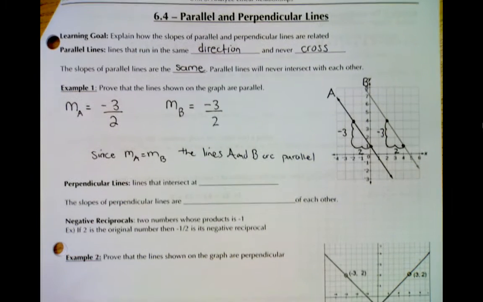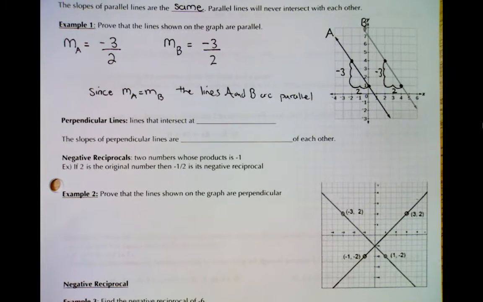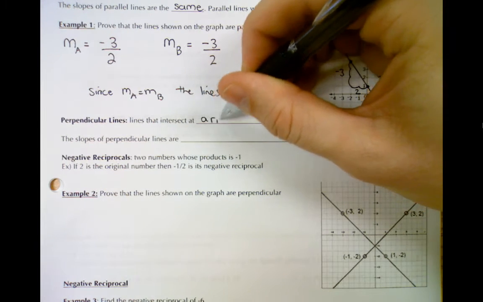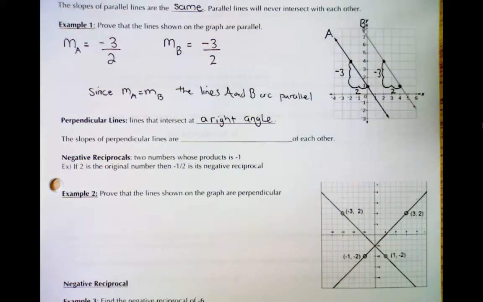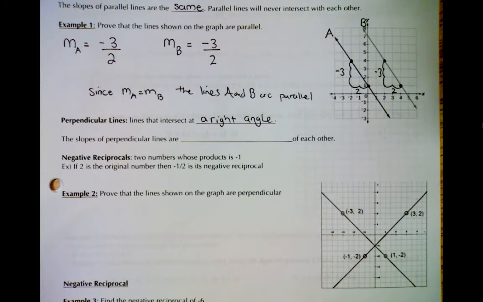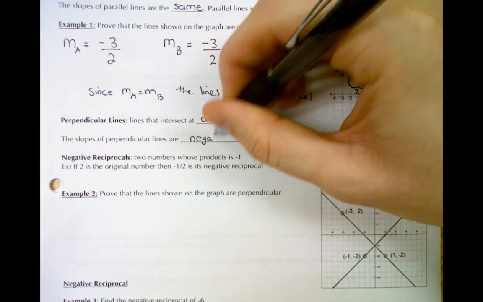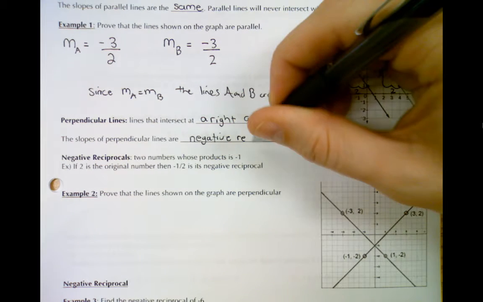Perpendicular lines. Well, perpendicular lines are lines that intersect at a right angle. And to show that two lines intersect at a right angle, it means that the slopes of these two lines are something called a negative reciprocal. And we're going to discuss why once we find the slopes.